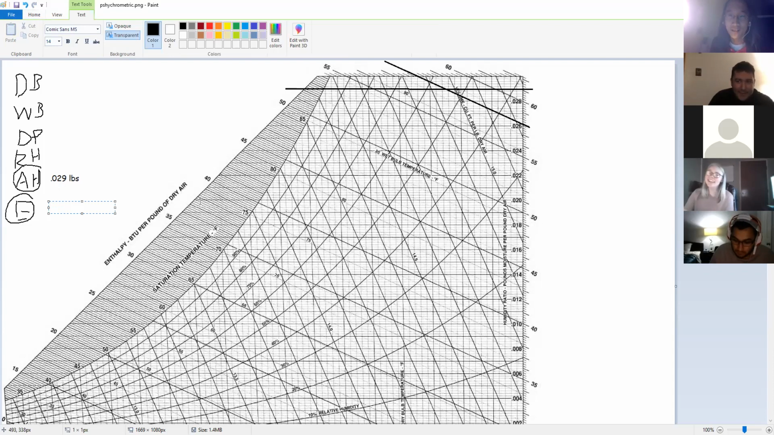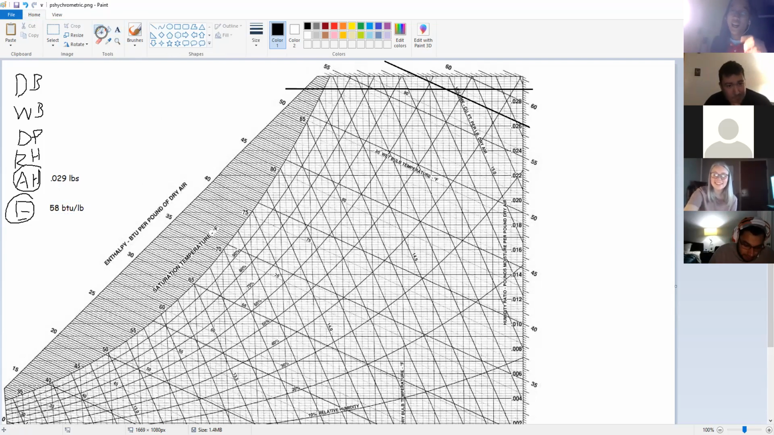You guys are monsters for creating a climate this terrible. I literally live there. Oh my God. Oh wait, 58 BTU per pound. It's literally outside of our comfort zone.